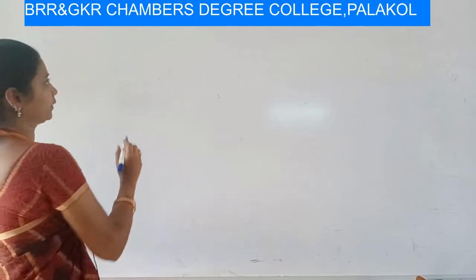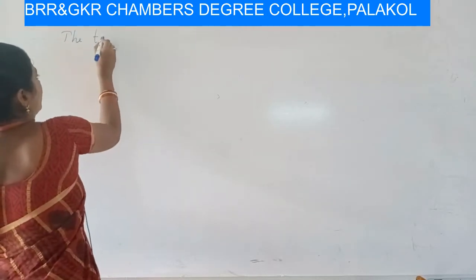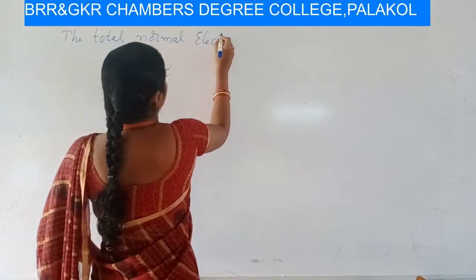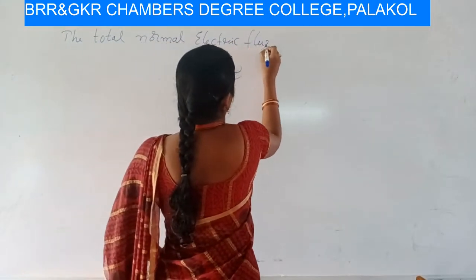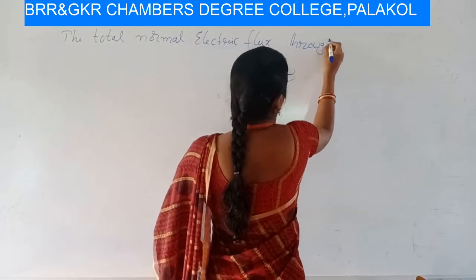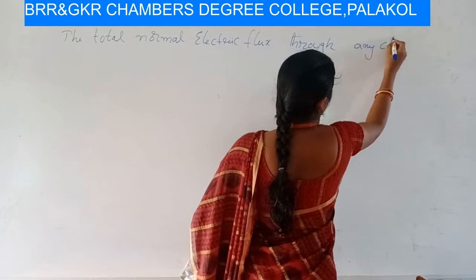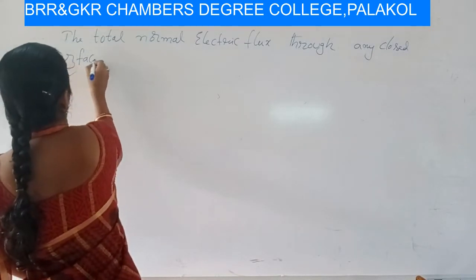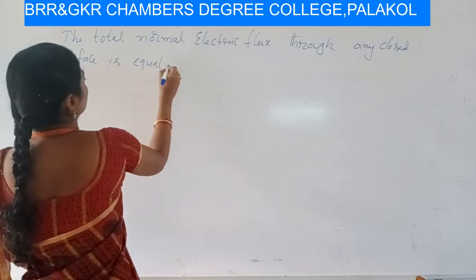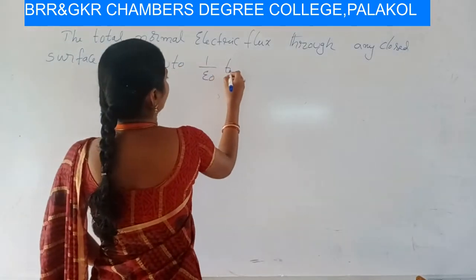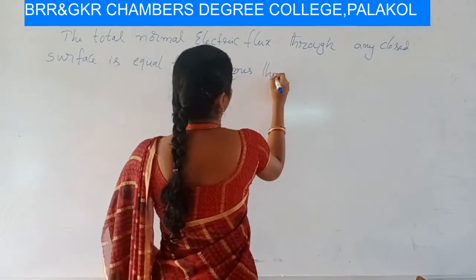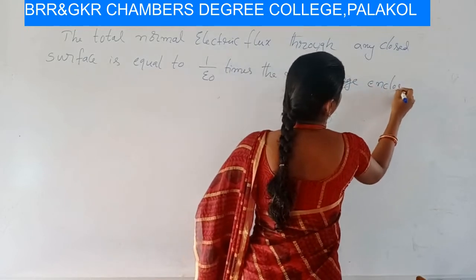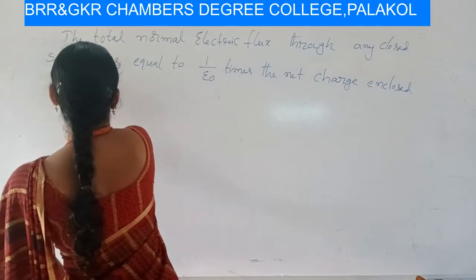The Gauss law is stated as the total normal electric flux through any closed surface is equal to 1 by epsilon naught times the net charge enclosed within that closed surface.